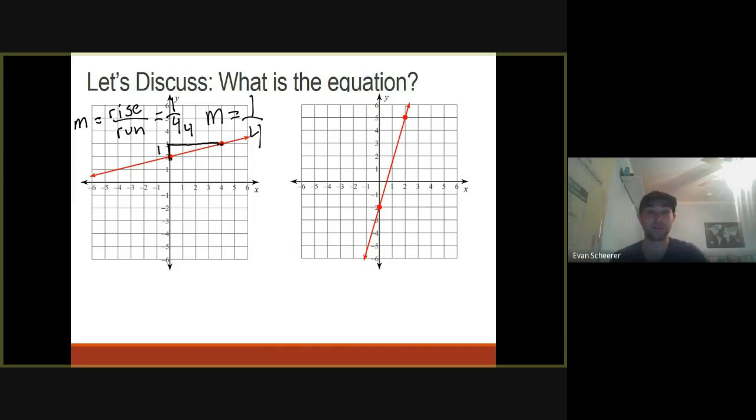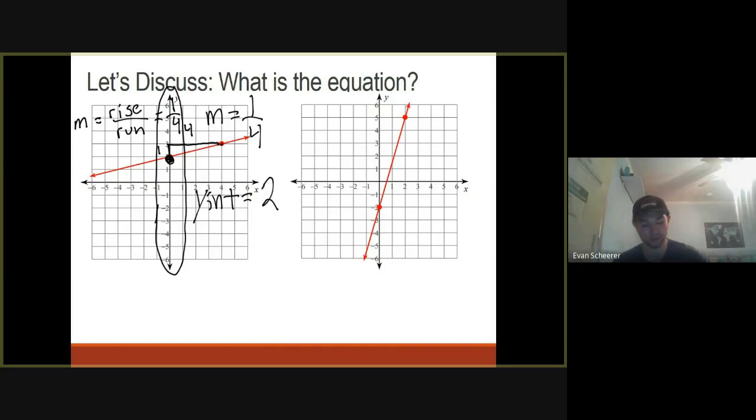Another part that's really important is the y-intercept. Y-intercept is anything that crosses this y-axis. So notice we have the point right here. So our y-intercept is (0, 2). So we just write 2.